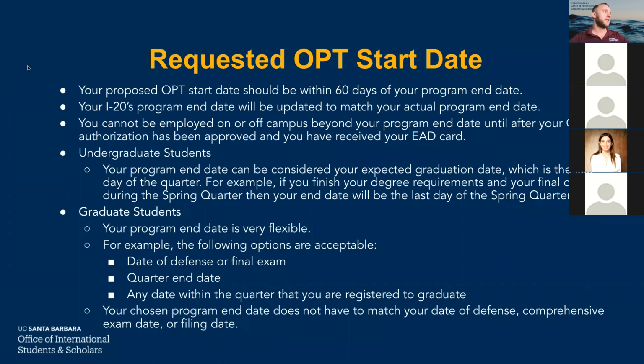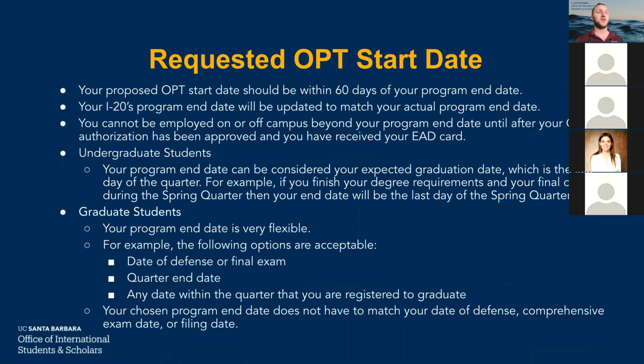So, your requested OPT start date, I covered this already a little bit. The start date must be within 60 days of your program end date. Your I-20's program end date will be updated to match your actual program end date. Right now it might say a few years in the future, but if you do graduate at the end of the spring quarter, we're going to update it to June. It might be June 10th this year. So yeah, June 10th, 2022, that's going to be your actual program end date.